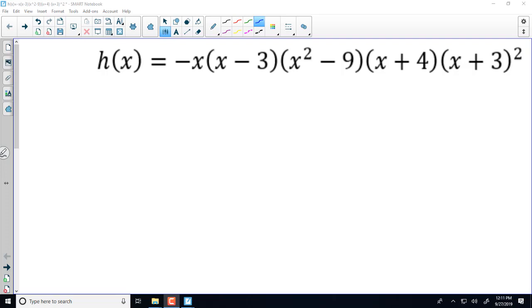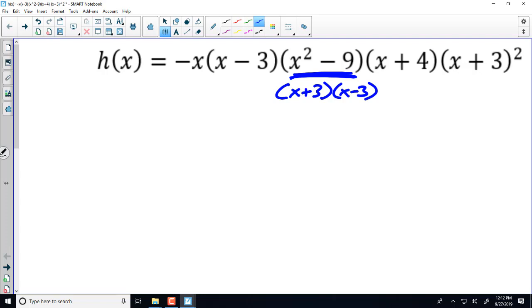This polynomial is not completely factored because this right here, x squared minus 9, does not look like one of our standard factors, which is either x plus a number, x minus a number, or just an x. So this factor is not the factor we want. We need to break it up even more. Fortunately, it's a difference of squares. So x squared minus 9 is the same thing as x plus 3 times x minus 3.